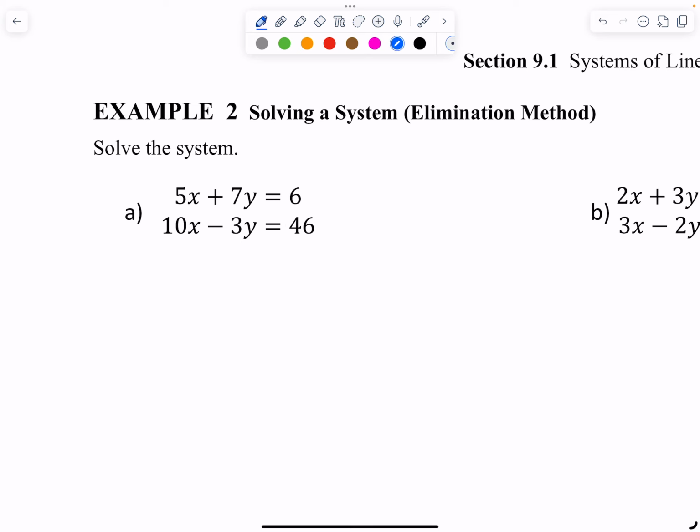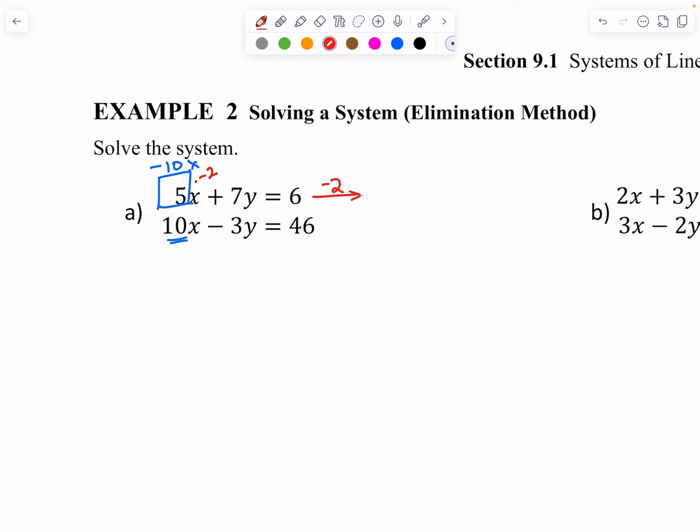Let's try and cancel out my x's. So I've got a 10 here. It would be great if I had a 10 sitting there. Actually, I need a negative 10, right? So that my negative 10 and my positive 10 will cancel out. What do I have to multiply my 5 by to get that negative 10? I'd have to multiply it by negative 2, right? So that's what I'm going to do.